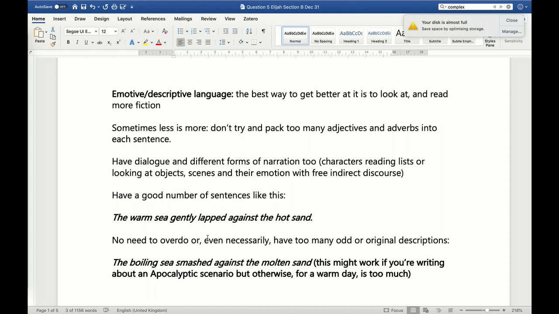But don't try and pack too many adjectives and adverbs into each sentence, especially not one sentence after another. After some description about whatever's going on, say your granddad's allotment, and the skylarks, the birds came dancing across the autumn sky, and he looked up and gazed with admiration and fondness, etc. And then after that, you might have some dialogue, or he may be having some dialogue with you, or whoever. So just think about different forms of narration and variation. It's a whole exercise in variation, really.